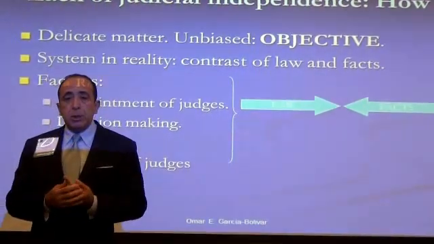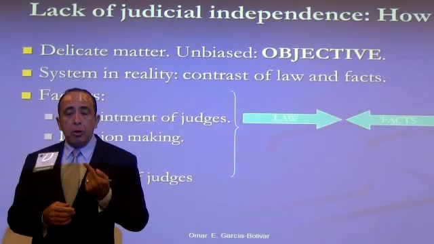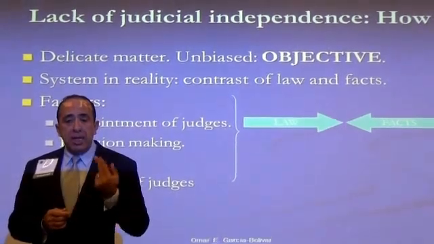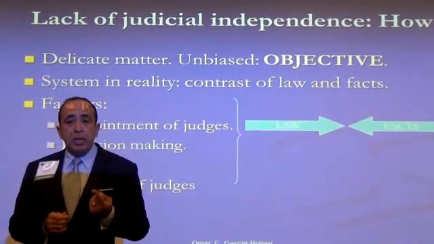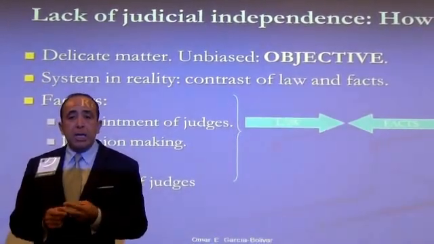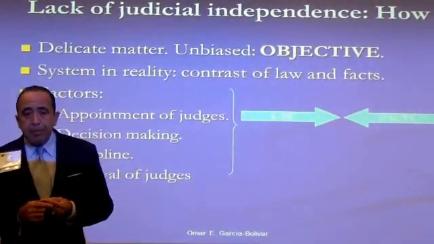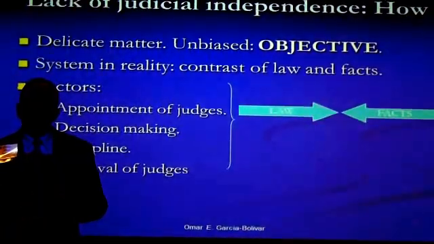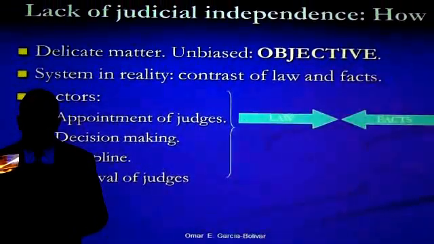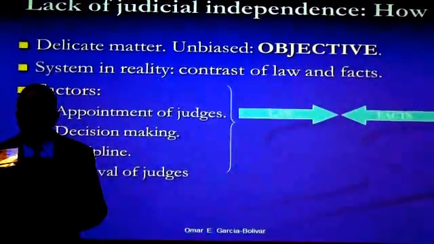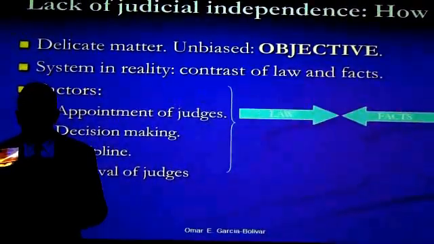The four factors that are to be considered in the context of these three conditions are, number one, the appointment of judges. How are judges appointed? Are they appointed based on their merits, on their credentials, on objective elements, or are they appointed based on their political affiliation or friendship or economic influence? Number two, how are the decisions taken? Are they taken based on the applicable law and the facts of the case, or are they taken based on factors outside the merits of the case?